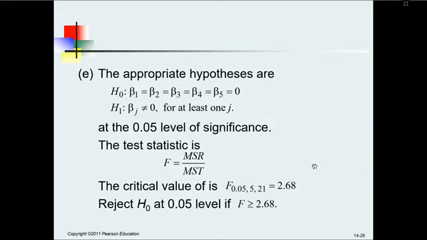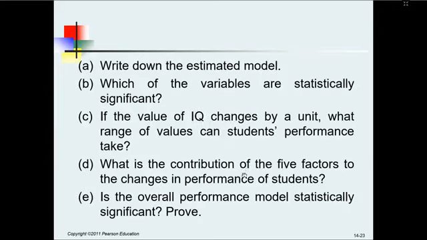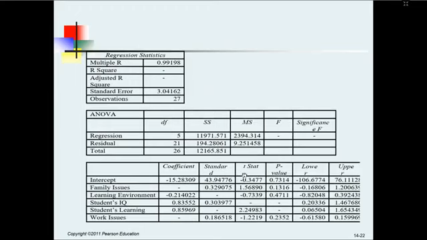So we are testing the overall significance of the model. How do you test it? H naught says beta 1 equals beta 2 equals beta 3 equals beta 4 equals beta 5. There are 5 independent variables, and they are all equal to 0, as against at least one of them not equal to 0. We are testing at the 0.05 level of significance. What will be the degrees of freedom for the F test? 5 and 21.